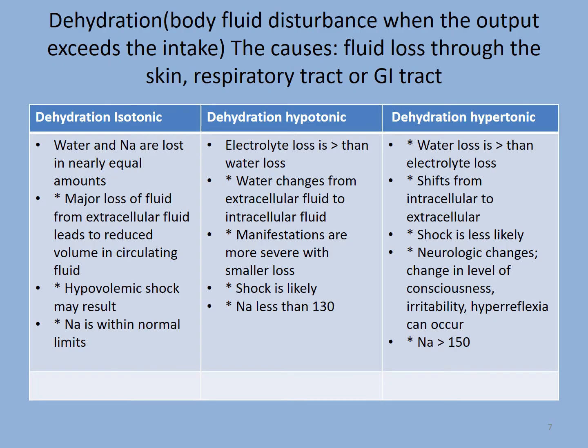So this is a little chart just to explain the 3 different types of dehydration: isotonic, hypotonic, and hypertonic. We mostly see isotonic in children where they have gastro symptoms, vomiting and diarrhea, and water and sodium are lost in equal amounts, and it doesn't really affect their electrolytes. The danger of this is hypovolemic shock because they're losing so much fluid. So we watch them closely for their blood pressure and their vital changes.